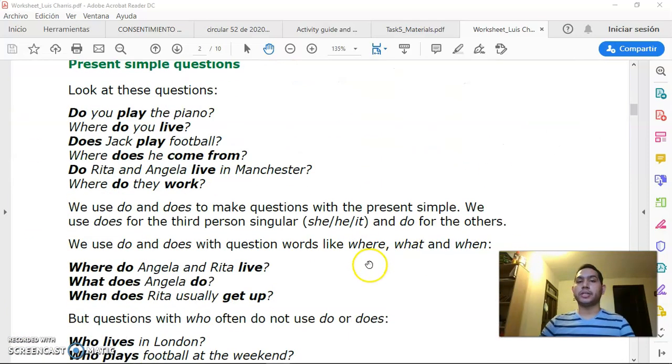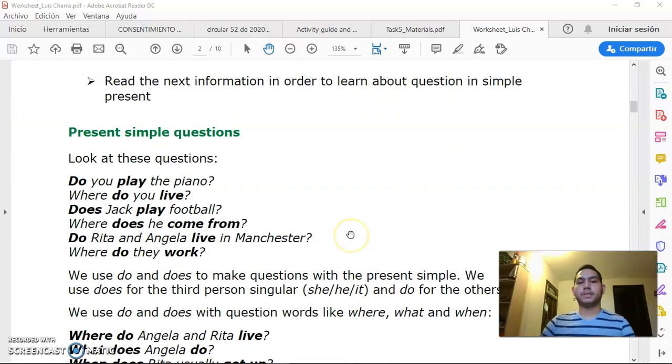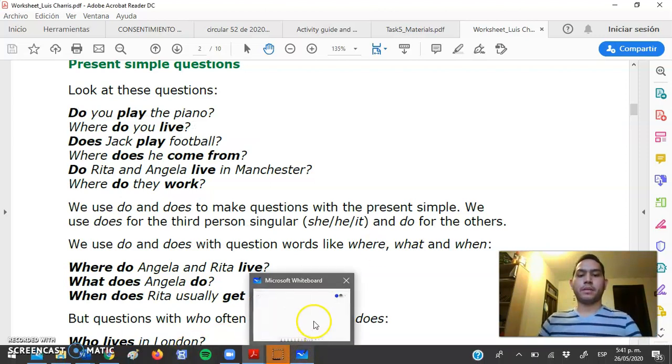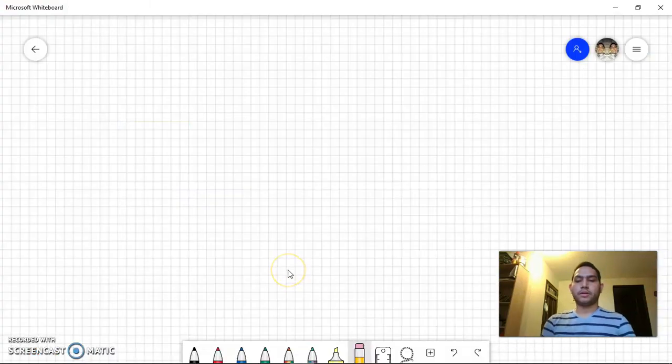After that, the teacher is going to explain how the simple present works. In this case, the questions. So I'm going to give a little explanation about this. For that, I'm going to use the whiteboard that is going to help me to explain these activities.